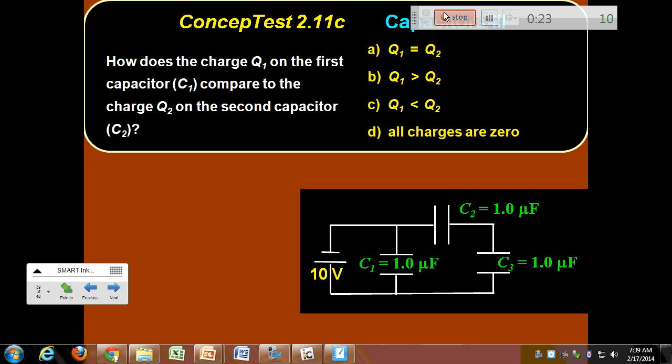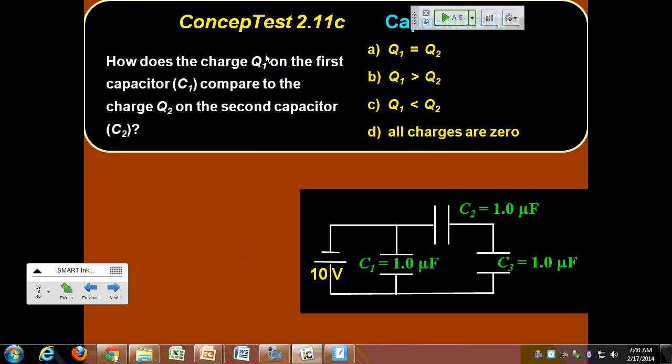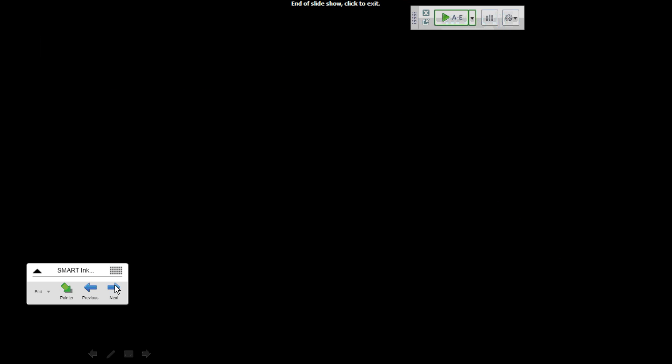Now we're going to Q, charge. About 10 more seconds. Stop at 55. All right, B is correct.